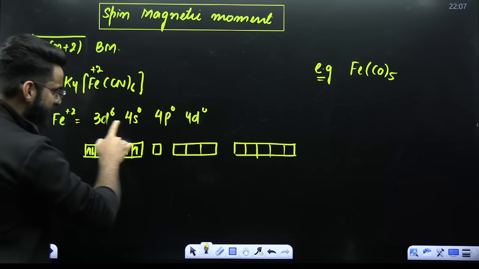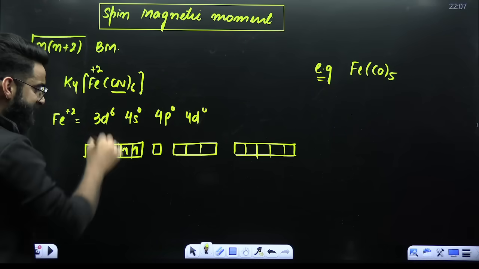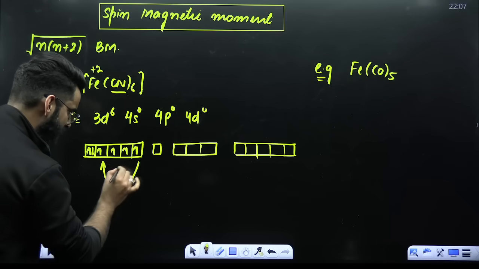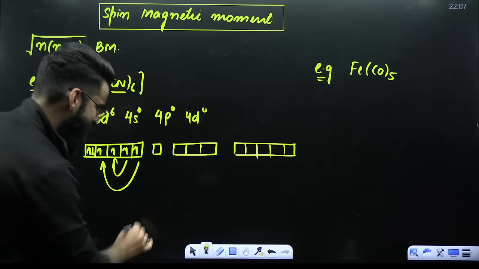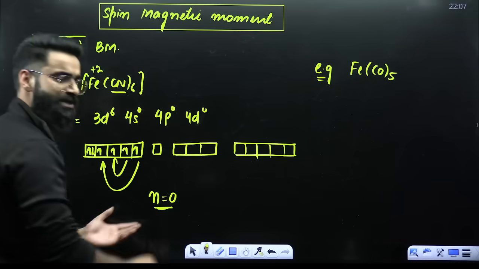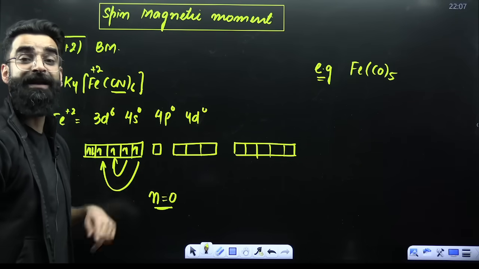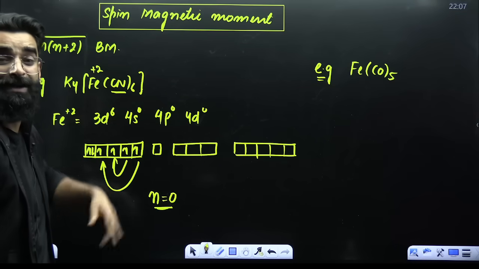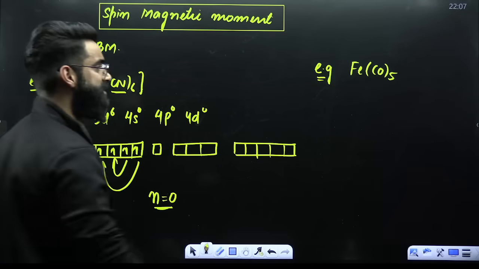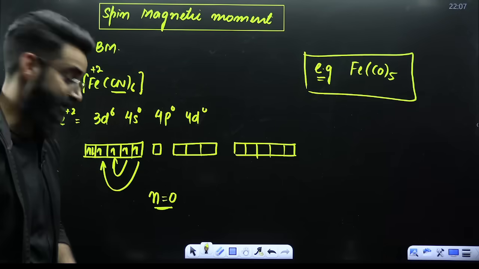And the Fe dipositive configuration is this. You know it. Here, cyanide is a strong field ligand. If cyanide is a strong field ligand, it is going to cause the pairing of electrons. And when it causes the pairing of electrons, there won't be any unpaired electron. That means n value is 0. If n value is 0, spin magnetic moment here is going to be 0. If there was one unpaired electron, put the value of n as 1 here. If there were 2 unpaired electrons, put the value of n as 2 here. So this is your homework question. Do let me know its spin magnetic moment in the comment section of this video.